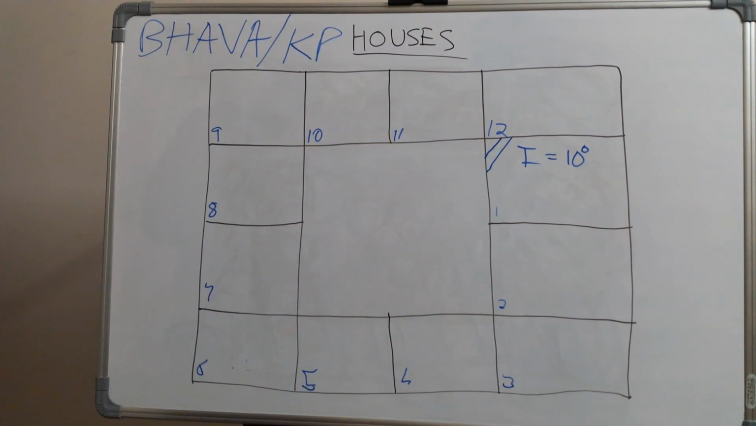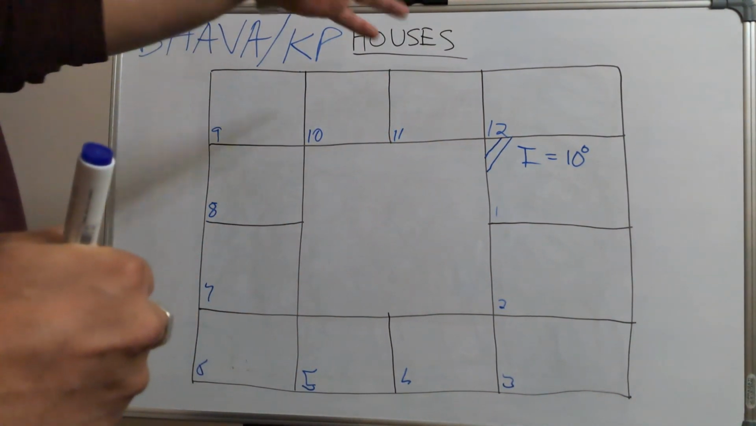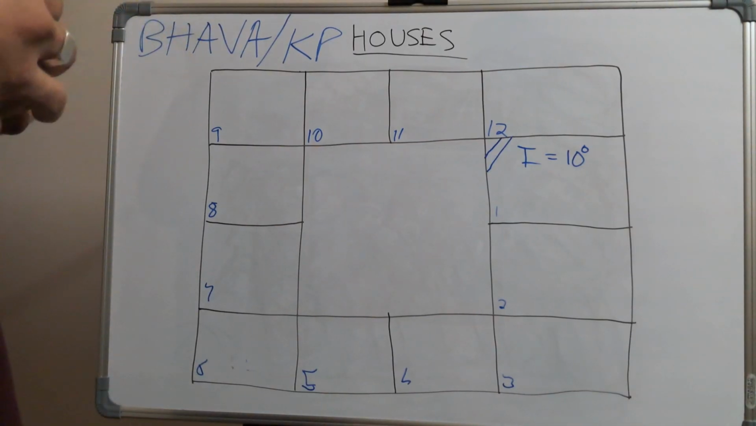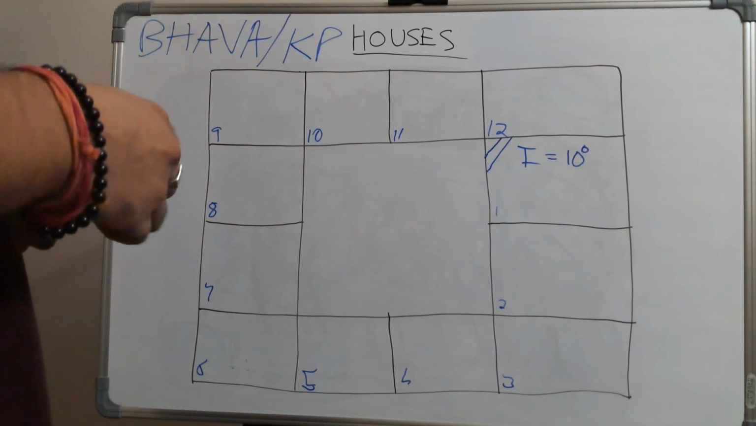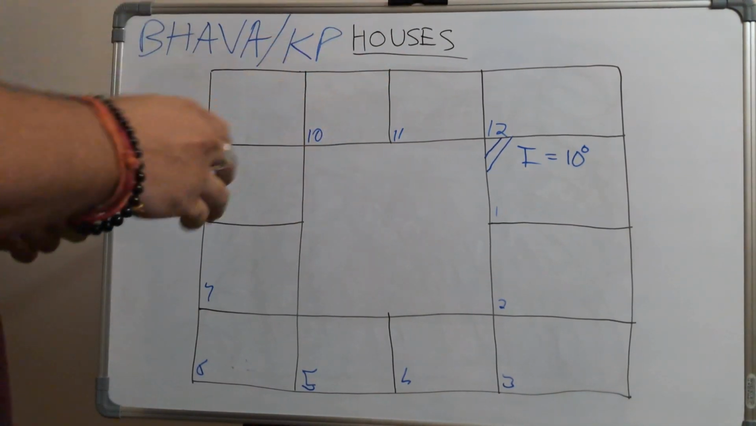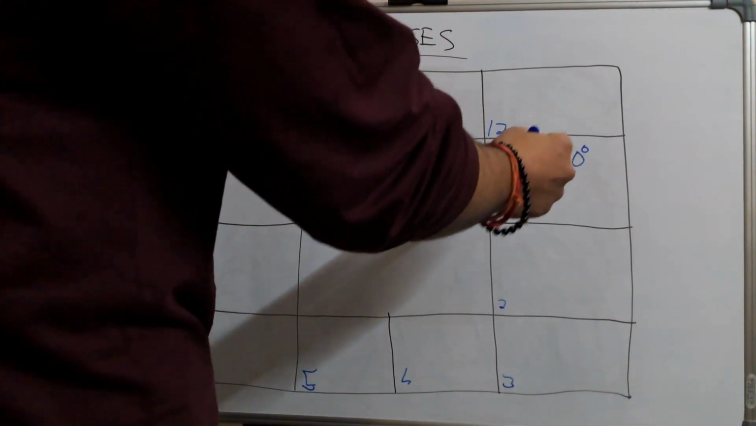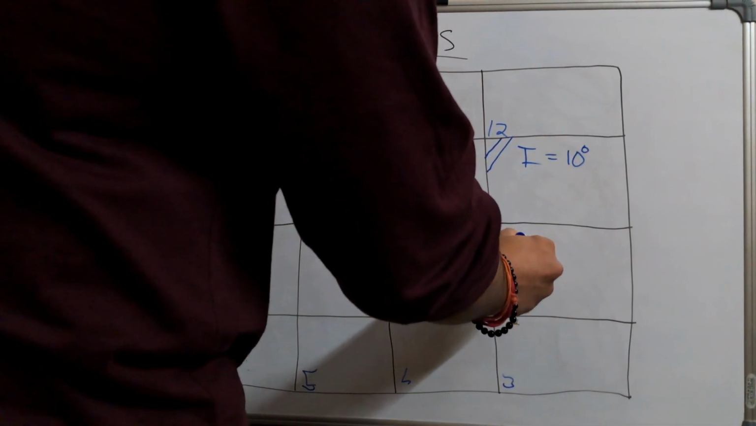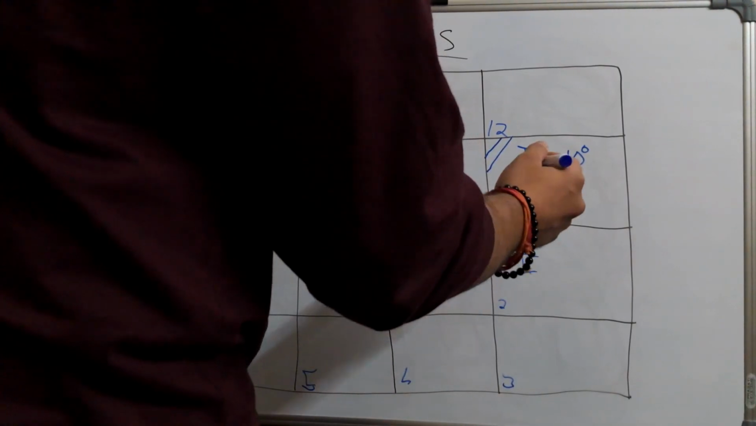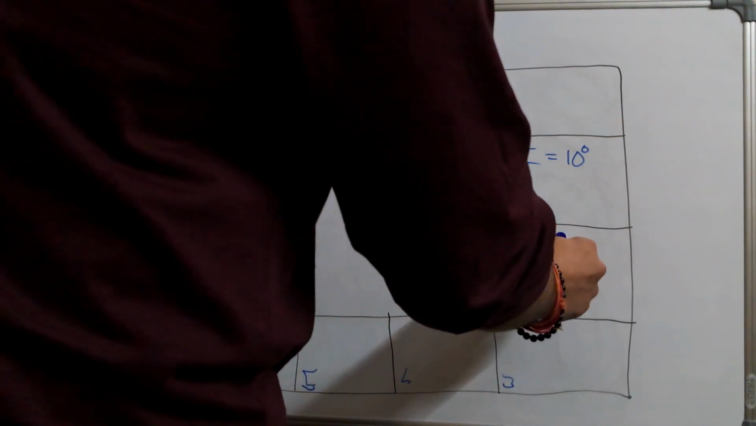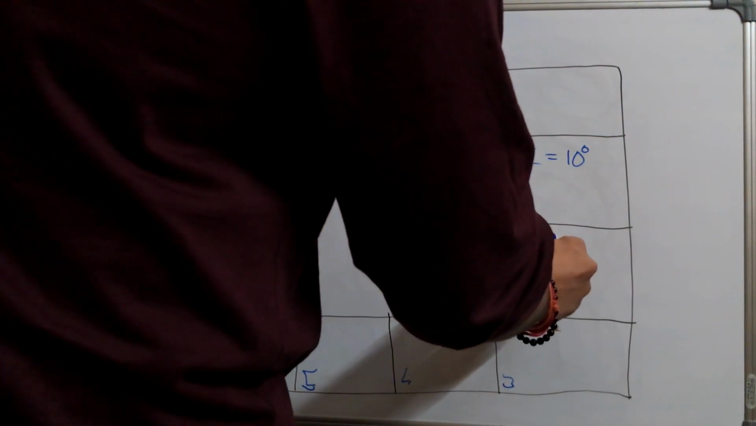The same way, all the 12 houses have degrees. Now this is important to understand. Even in Vedic astrology, this is important and this is necessary. The same way, the second house, let's say, suppose has 5 degree.